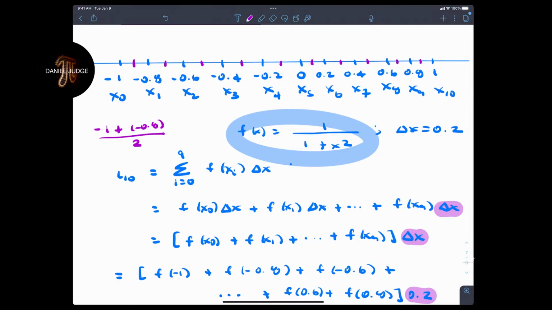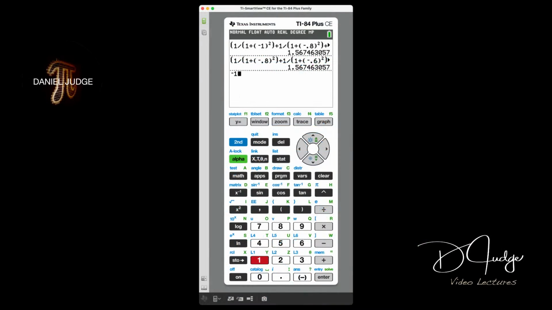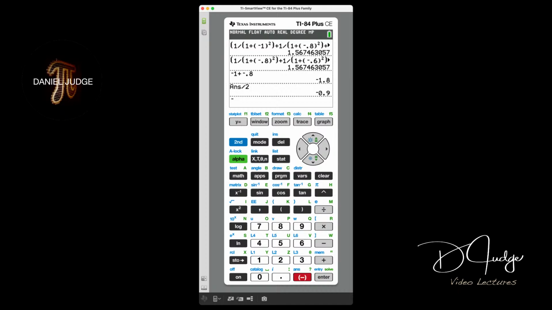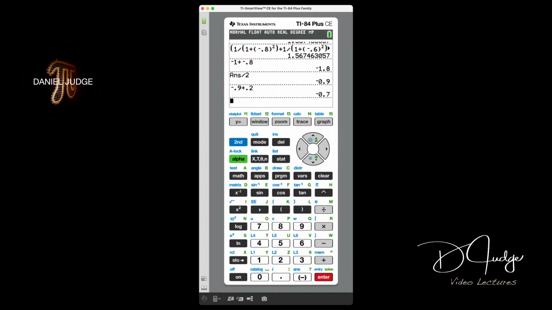So if I go to the TI now and say -1 plus -0.8, and I guess I can hit enter, but I have to divide by 2 here. Okay, so it's -0.9. That's my first midpoint. Now, I can add the delta x value. If you said, what do you mean add? I can take that -0.9, add my 0.2 delta x, and you get -0.7. So this will give me the second midpoint.